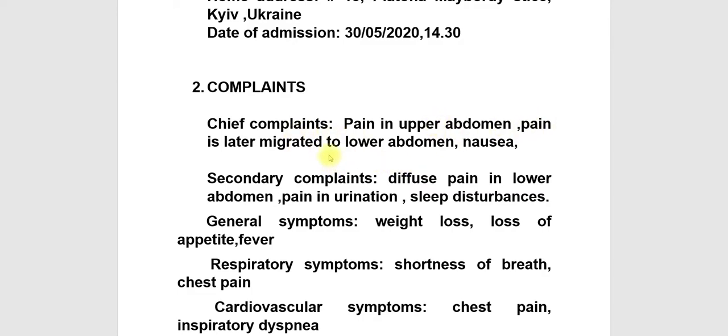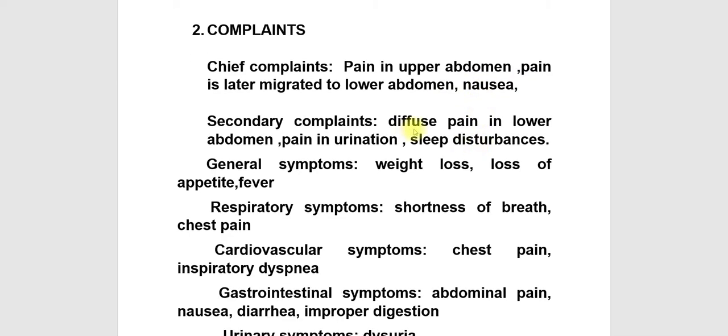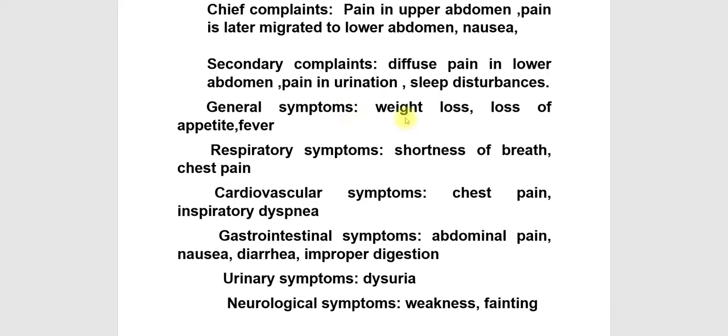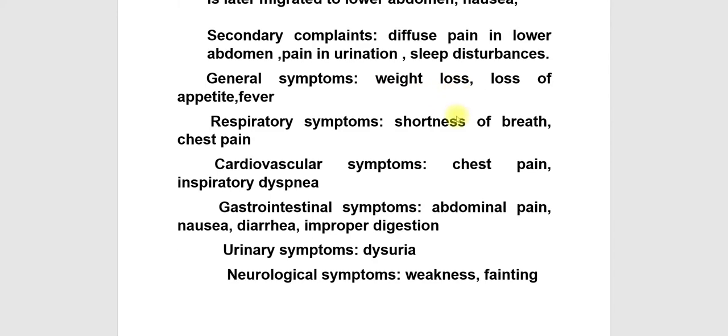Chief complaints, pain in the abdomen, secondary. Pain in the abdomen can be either chief complaint or secondary complaint. They cannot be both secondary and chief complaint. Weight loss, you have to mention how much weight did he lose exactly, for what period of time. Shortness of breath, chest pain. These symptoms must be developed in future maybe.